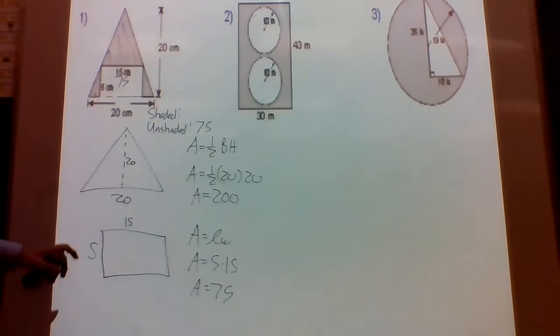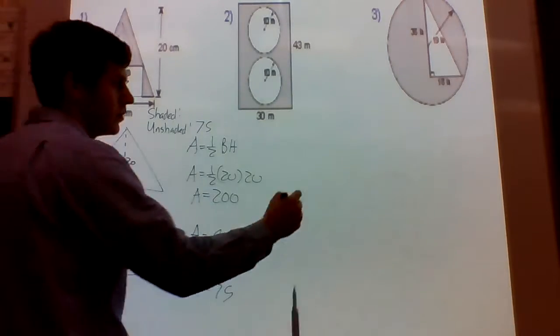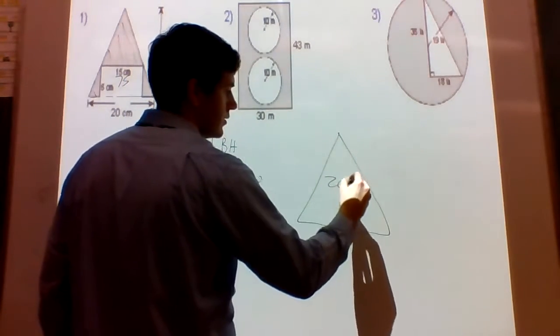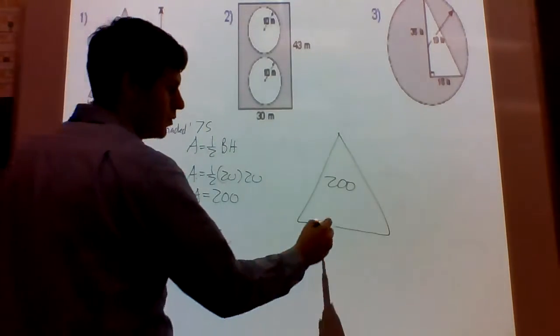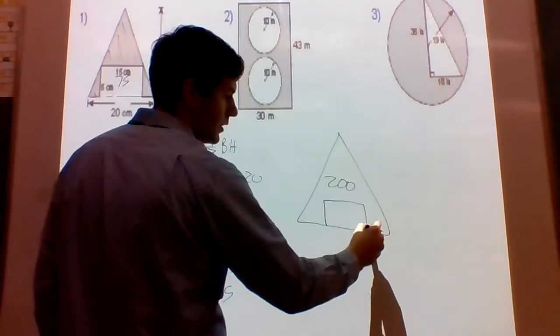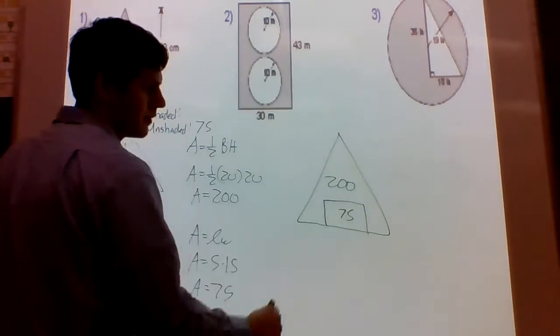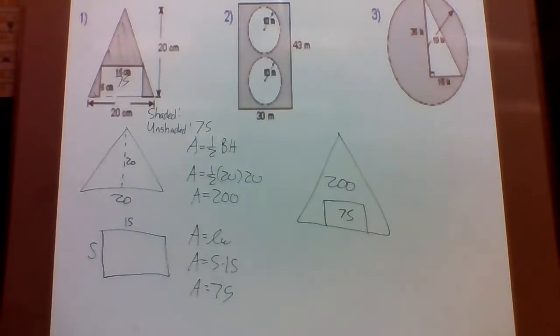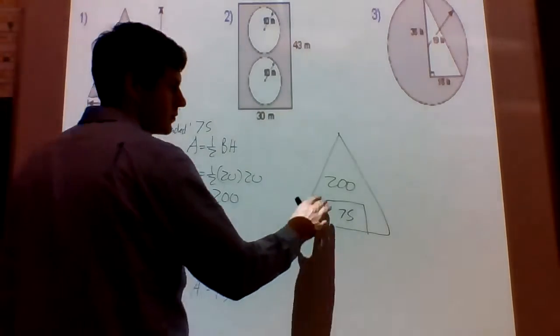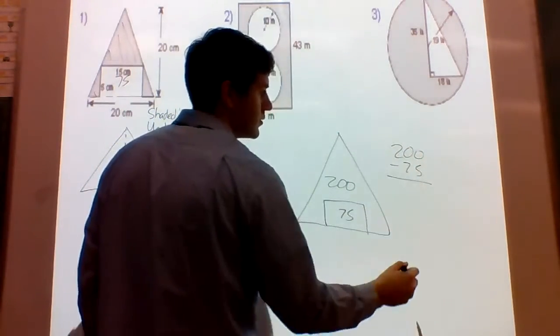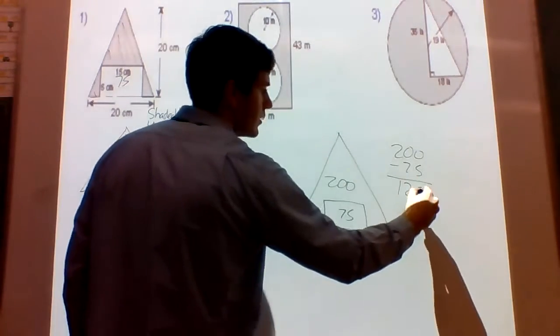So we know the whole triangle, if I draw it out, the whole triangle is 200. But if we remove a piece that is 75, we have to subtract that 75 from our 200, and we get 125.